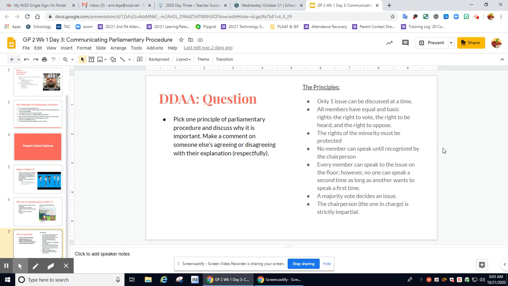So again, you're going to pick one of these principles, not issues, and discuss why it's important. Then make a comment on someone else's, agreeing or disagreeing with their explanation of the principle they chose. And when you're done, that's it.